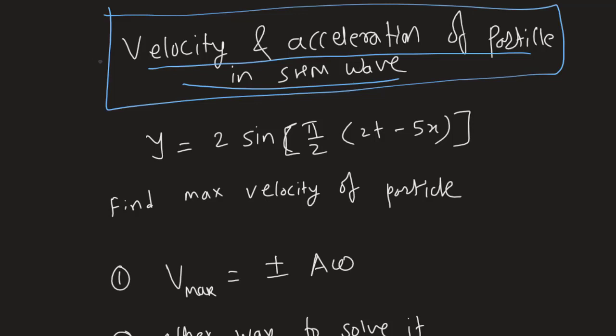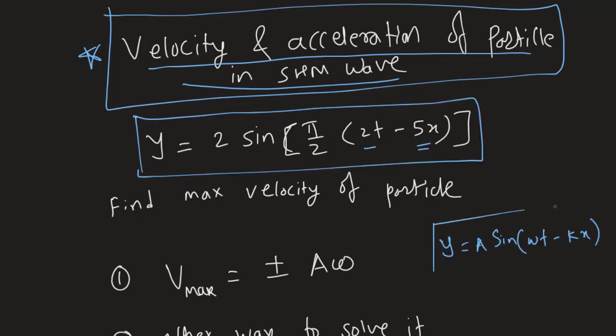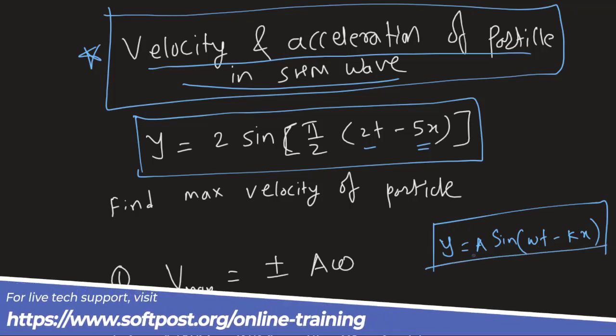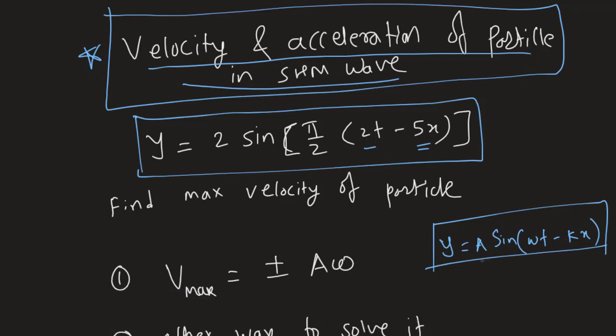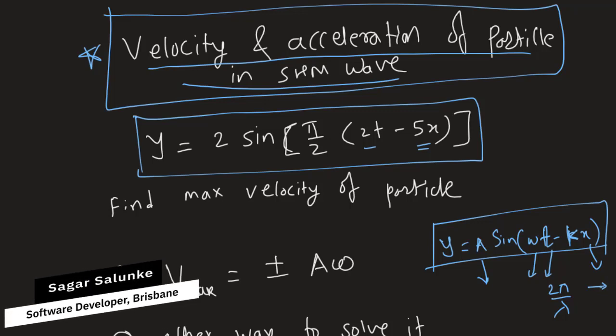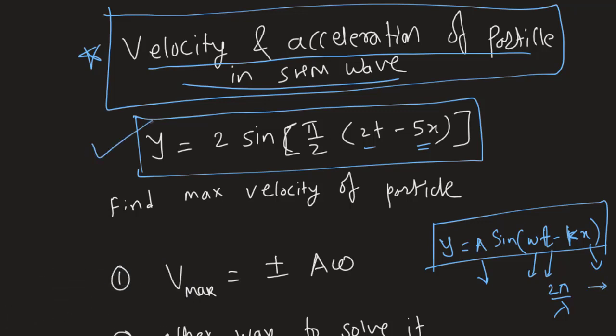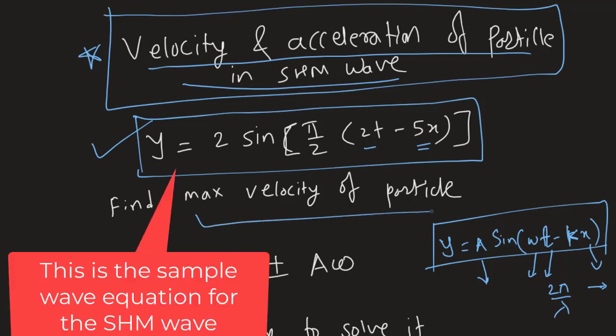So friends, in this video I will be talking about velocity and acceleration of a particle in a simple harmonic motion wave. The typical formula for the SHM wave is y equals a sine(omega t minus kx), where a is amplitude, omega is angular velocity, t is the specific time at which we want to calculate this displacement, k is the wave number, which is 2 pi by lambda, and x is the position of the particle along the x direction.